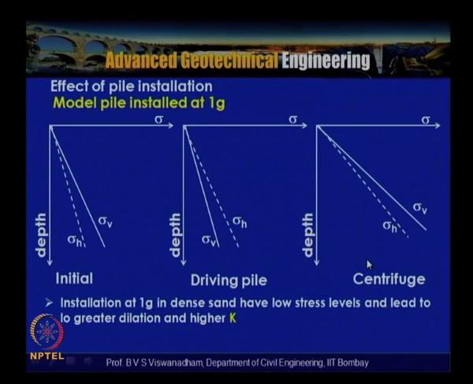When you take this into the centrifuge, the vertical stress increases, while the pile was driven at 1G. So the stress remains the same, and sigma v rises, and corresponding to that the stress is mobilized. Installation at 1G in dense sand, because of the low stress levels in normal gravity, leads to greater dilation and a higher K value, so the soil surrounding the pile experiences greater dilation, which is different from what actually happens in real practice.